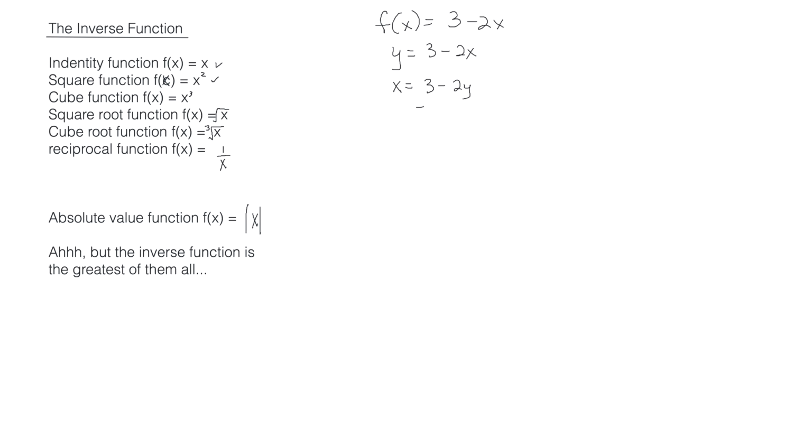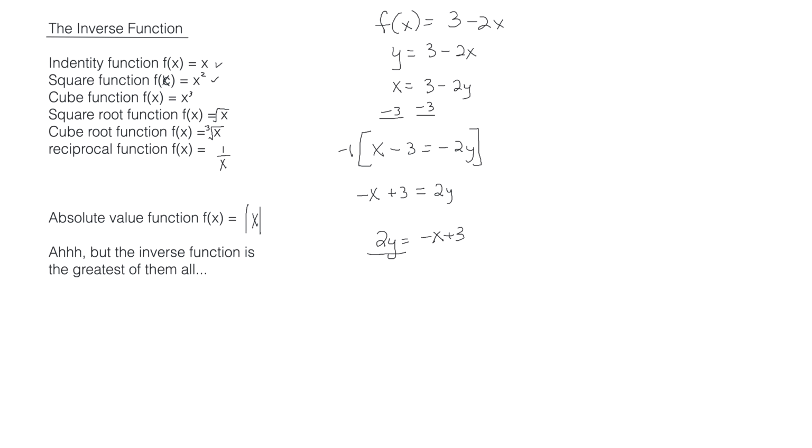So I'll do minus 3, minus 3. And x minus 3 equals minus 2y. I don't like that. So I'm going to just multiply the whole thing by minus 1. Just change the sign of everybody there. So my 2y becomes positive. Minus x plus 3 equals just 2y. So we have 2y equals minus x plus 3.